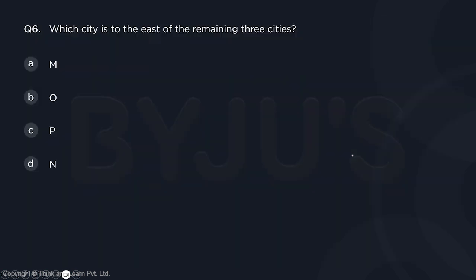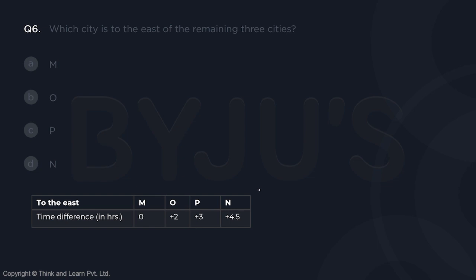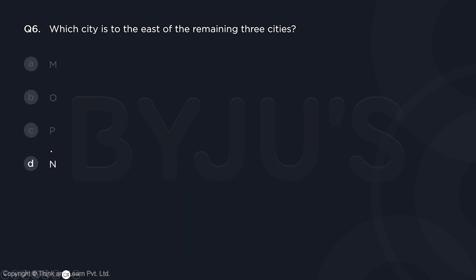Here is the first one. Question is, which city is to the east of the remaining three cities? We can clearly see N is to the east of the remaining three cities. So my answer for this question is option D, that is N.